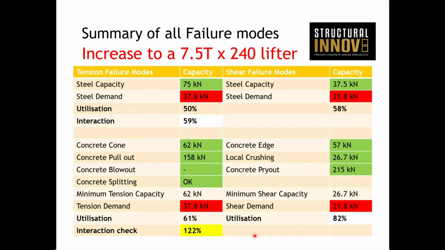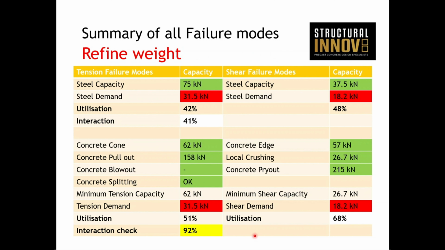If you recall back to the start, I said we took a conservative approach to the calculation of the weight. We hadn't accounted for the 500 by 500 openings. If we account for those openings and take them out of the weight of the unit, because it is an opening, we end up with a summary table like this, where our demand reduces. And our final check was the interaction, so we're at 92%. So that works. That's the kind of process that you go through.